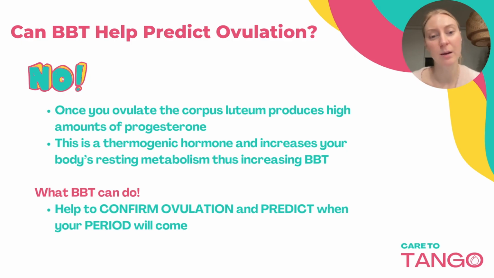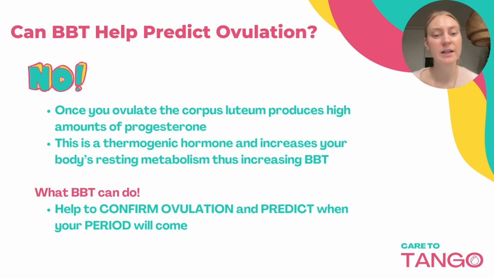So again, what is BBT actually doing? Can our basal body temperature help to predict that ovulation is coming? No, that is not what it does. So once you ovulate, the corpus luteum produces high amounts of progesterone, and this is a thermogenic hormone and increases your body's resting metabolism, thus increasing your BBT.